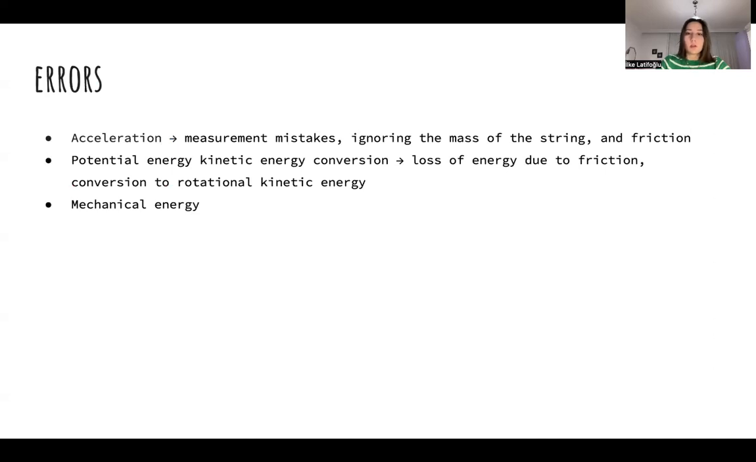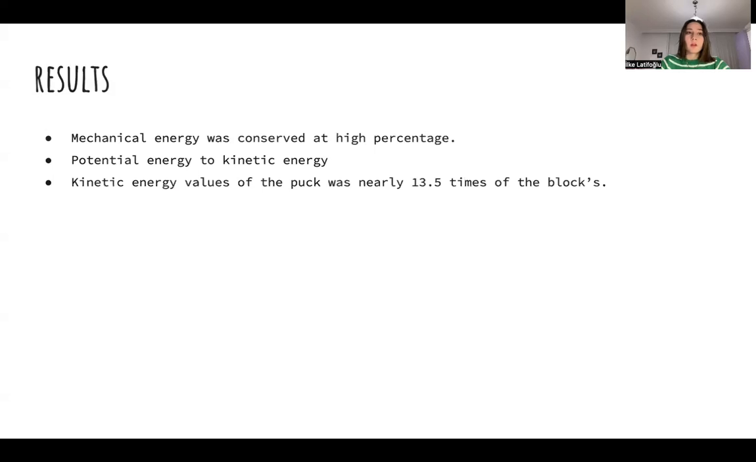As I said, I had some errors, and possibly the reason why I got errors in acceleration was measurement mistakes I made and ignoring the mass of the string and friction. Potential energy wasn't fully converted to kinetic energy. That's why mechanical energy was not fully conserved, and these are probably due to the loss of energy due to friction, and also some of the energy might have been converted to rotational kinetic energy of the pulley.